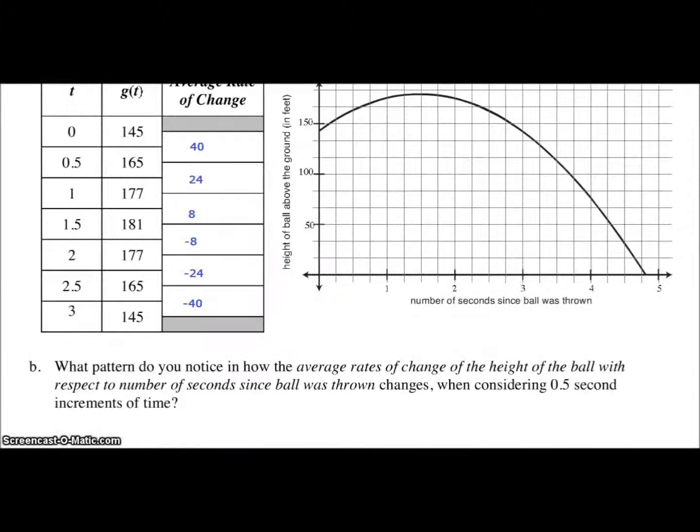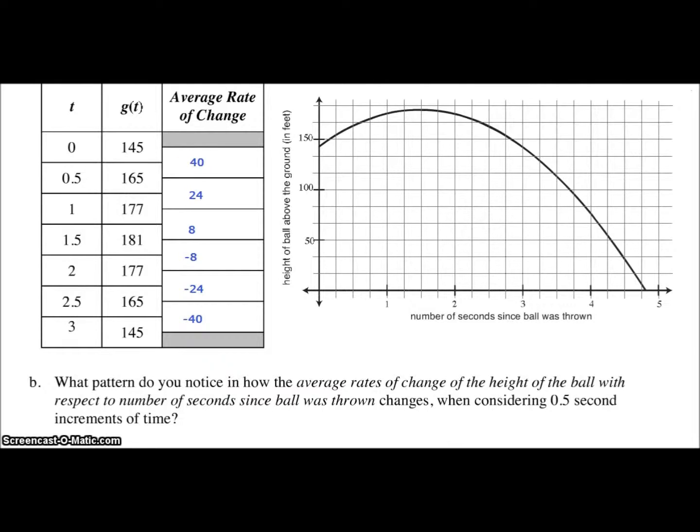Okay, on to part B. What pattern do you notice in how the average rates of change of the height of the ball with respect to the number of seconds since the ball was thrown changes when considering 0.5 second increments of time? Let's see. So all of these are 0.5 increments of time. And what I notice is that the average rate of change is decreasing. We decrease by 16 here, then we decrease by 16 here, then by 16 here, then by 16 here, then by 16 here.